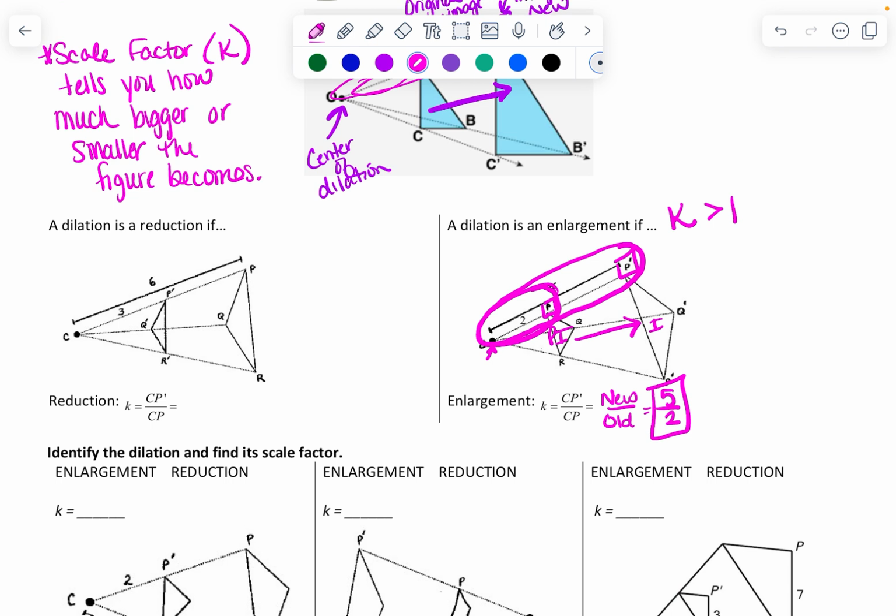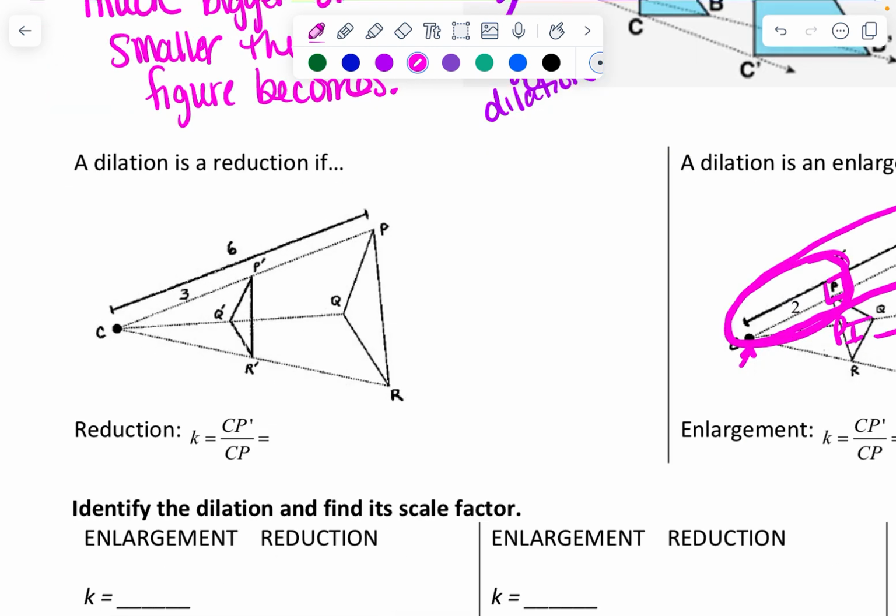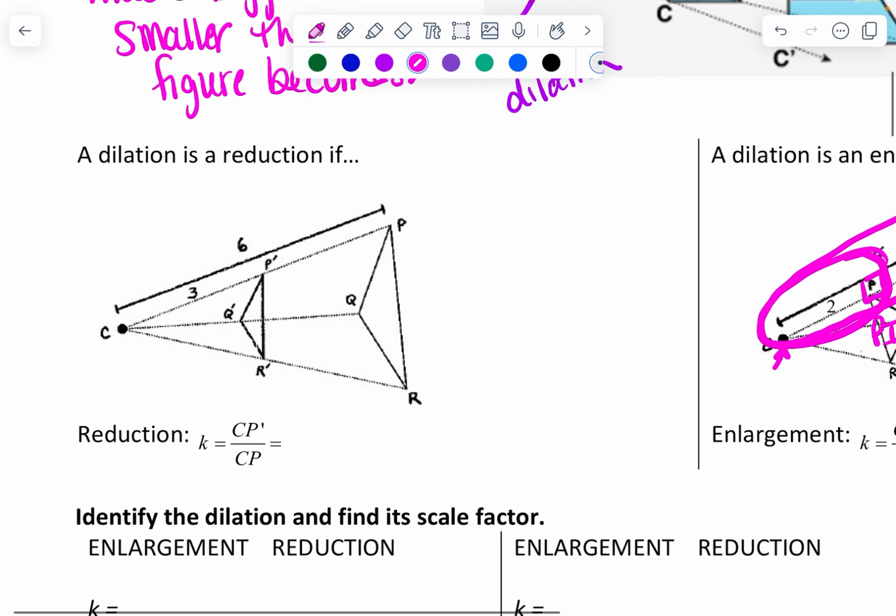A lot of students, their first reaction is to say a negative, and that's not going to work, because if it's like -2, it's going to get 2 times bigger, maybe in a different direction. That doesn't really make sense. Well, in this case, think about it. If it's getting smaller, essentially the scale factor is going to be a fraction, and it's going to be less than 1, but it's also got to be bigger than 0.